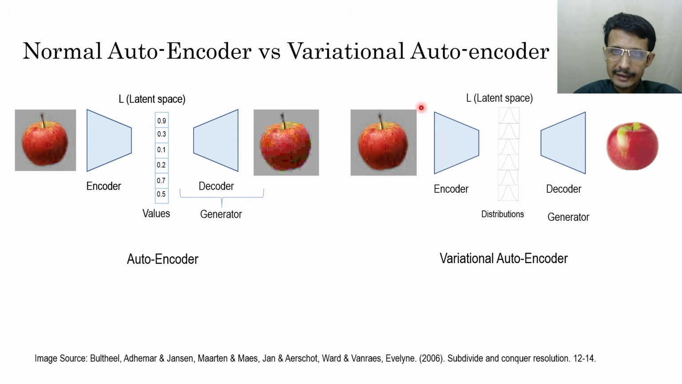On the other hand, in a variational autoencoder, you can see this latent space is basically a set of distributions. It may or may not be very homogeneous, but in nature it's definitely Gaussian. So instead of values, it creates a set of homogeneous or non-homogeneous distributions, Gaussian distributions, for example.